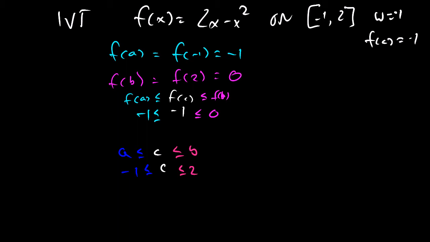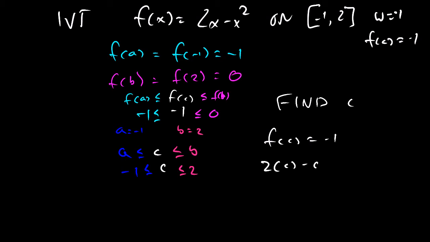So if a is equal to -1, we'll just move it over, b is equal to 2. So now we have to find our c. So let's find our c. If we know f of c is equal to -1, then 2 times c minus c squared is equal to -1. So if I multiply everything by -1, I have c squared minus 2c is equal to 1. So then c squared minus 2c minus 1 equals 0.